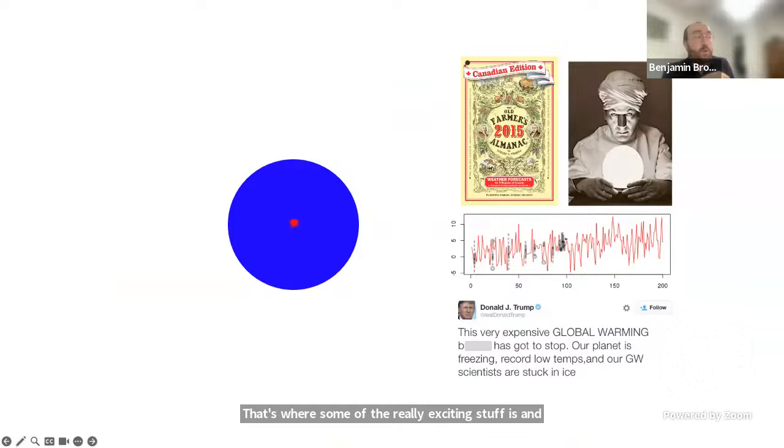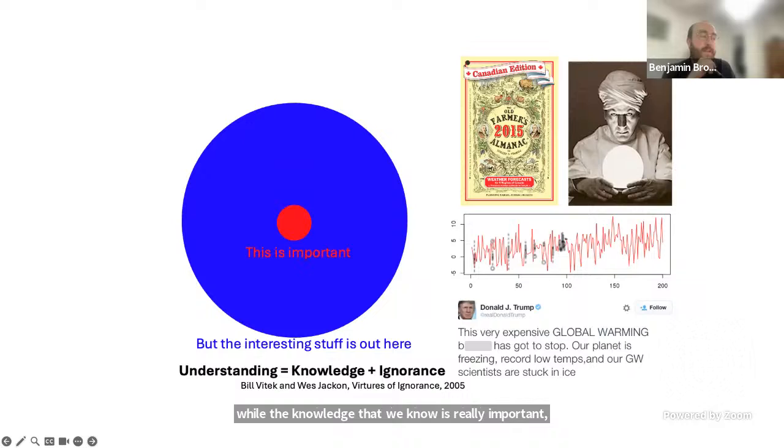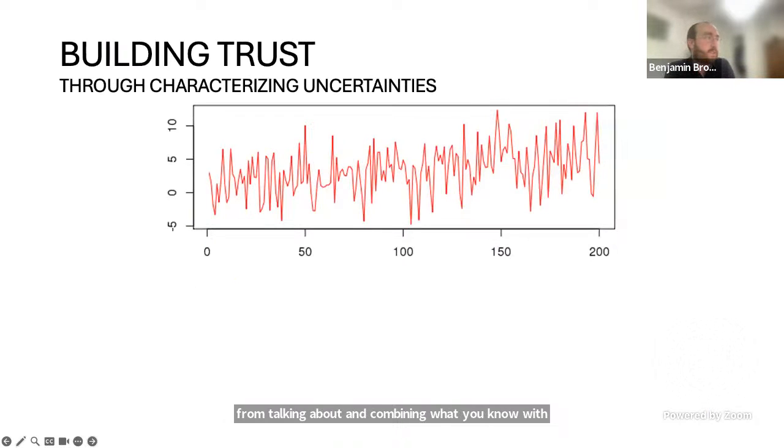If over time we do grow our body of knowledge about it, we're also at the same time expanding the sphere of ignorance and uncertainty in what we don't know. So while the knowledge that we know is really important, the interesting stuff is really out in that sphere. And again, back to that book, understanding really comes from talking about and combining what you know with what you don't know. So I really like all of that.